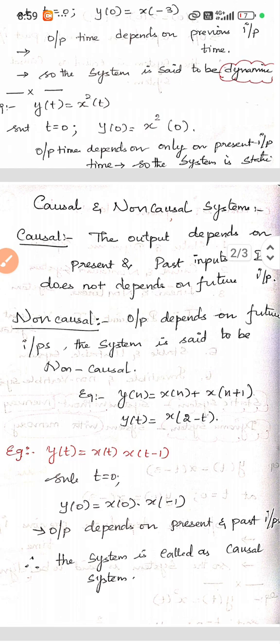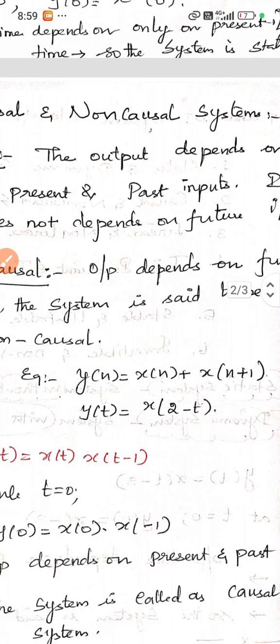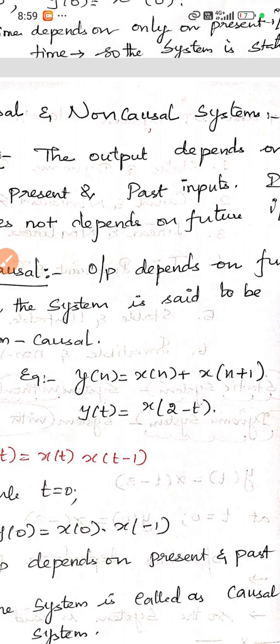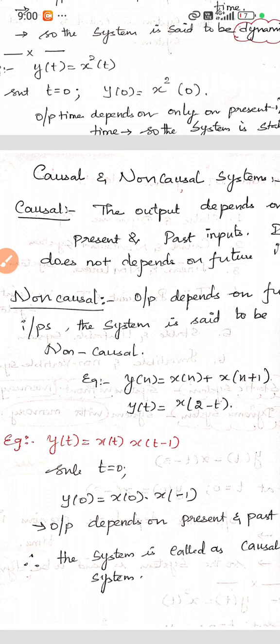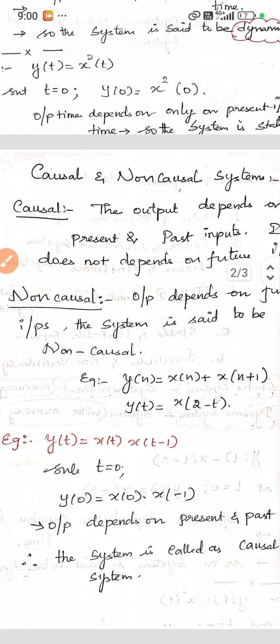For example, y of n is equivalent to x of n plus x of n plus 1. Here x of n is the present value, and n plus 1 is the future value. Also, if a term like x of 2 minus t comes, these are also future values. So if a system's output depends on future inputs, we call it non-causal. Causal means the output depends on the present and past inputs and won't depend on future inputs, but if a system depends on future inputs, we call it non-causal.